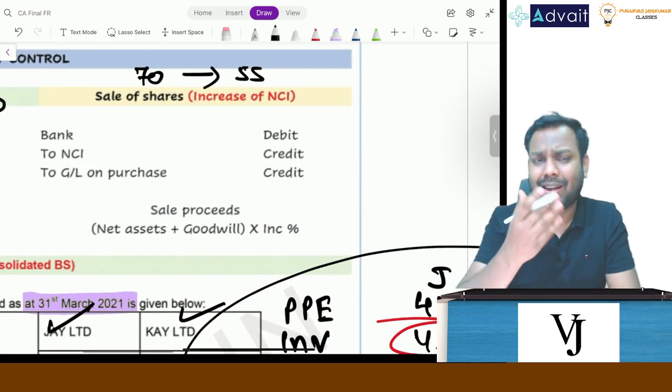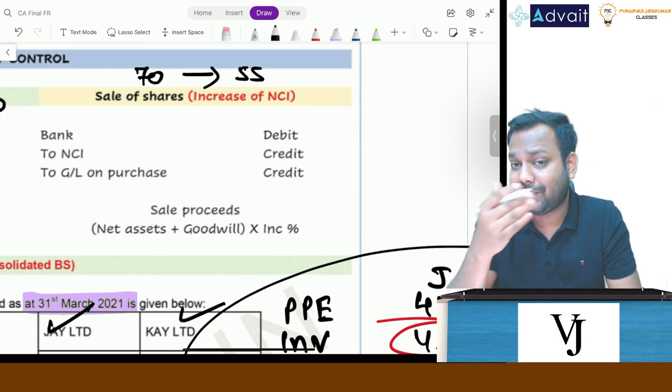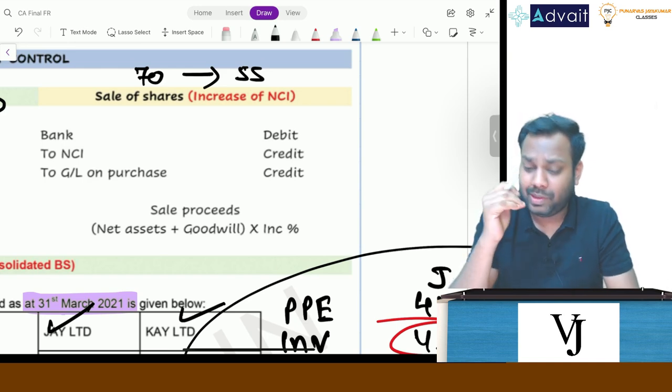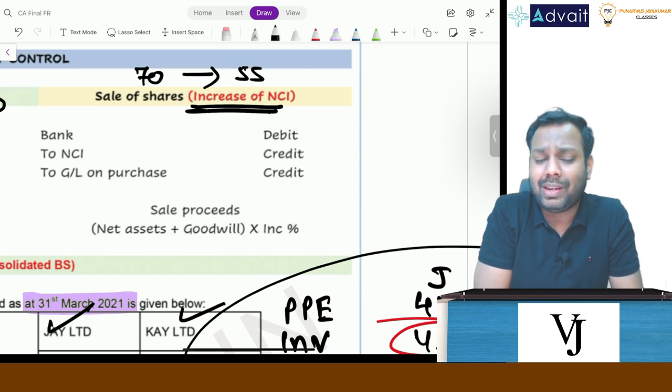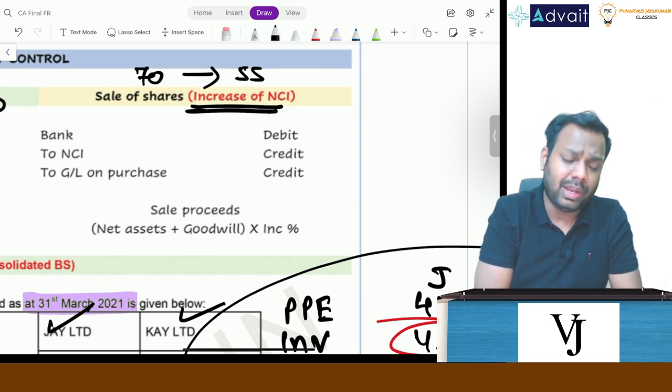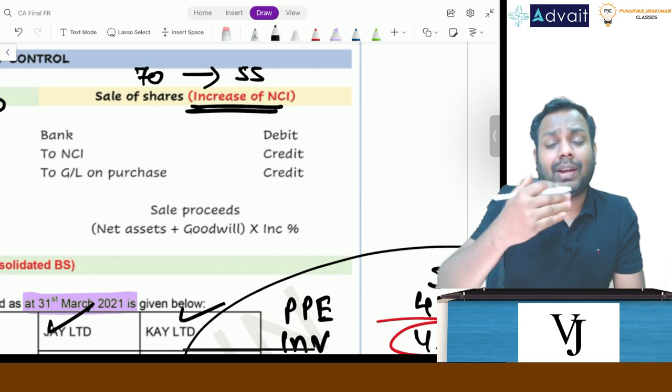But when we sell our shares, it means the NCI increases. Now when something increases, it doesn't increase proportionately. When something increases, it increases at its own value.